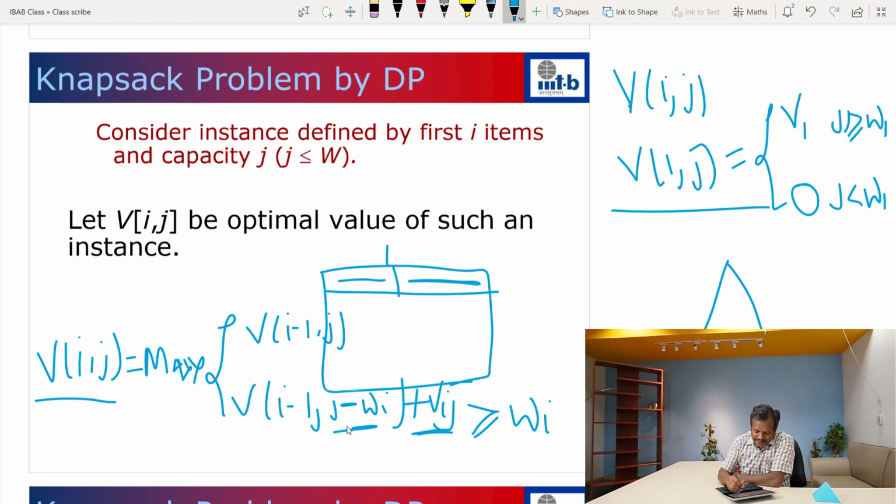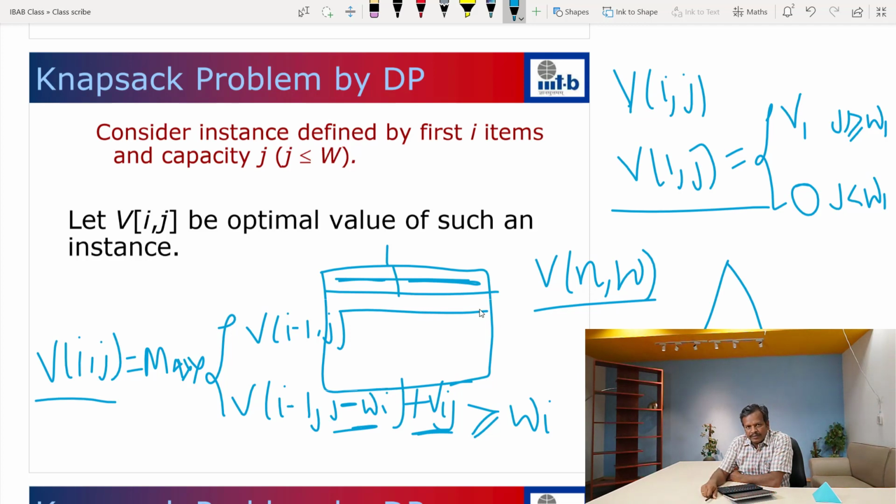So the final answer in this case will be, n is the number of items that are given, so I am allowed to use all the n items, and the size of the knapsack that is given to me is w. So the final answer will be v of n comma w. So I fill the first row, and then using the first row we can fill the rest of the table, and v of n comma w will be the final answer.